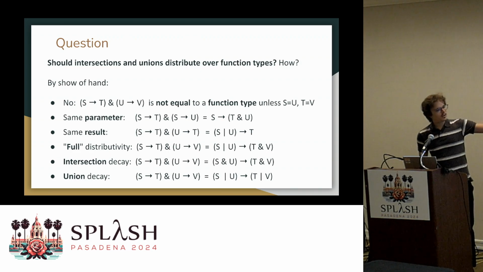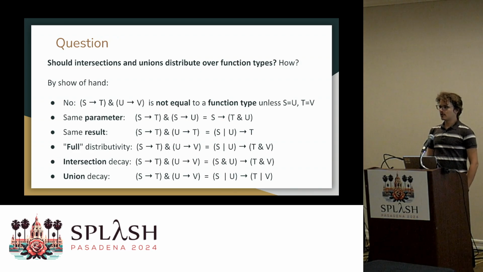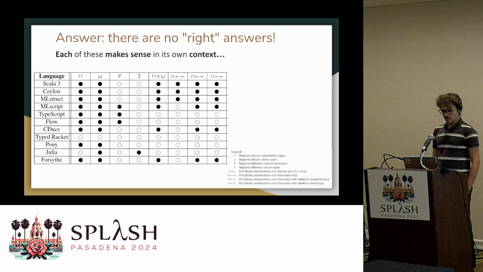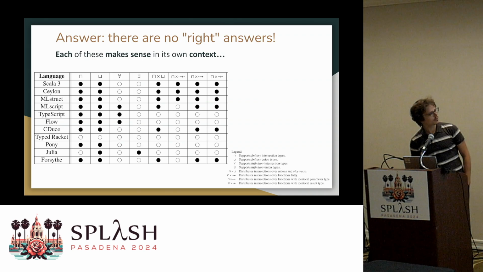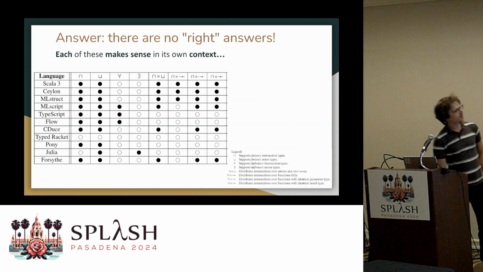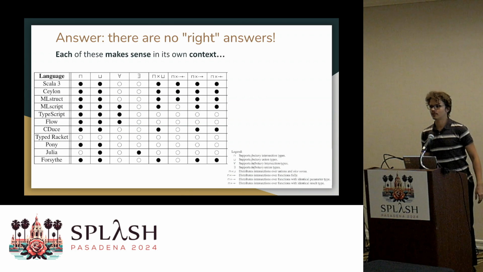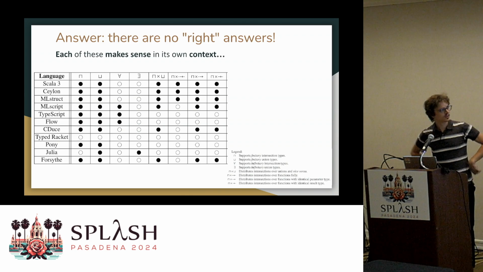So there are many, many options. Which one should you pick? The answer is that there's no right answer, and it depends on the context. It depends on your language. Here's a quick overview of what languages do. Both Scala and Ceylon have full distributivity, the weird rule I showed that distributes into unions and intersections. Okay?